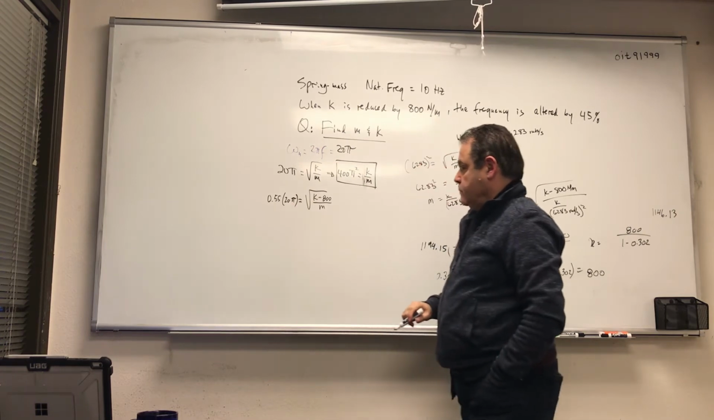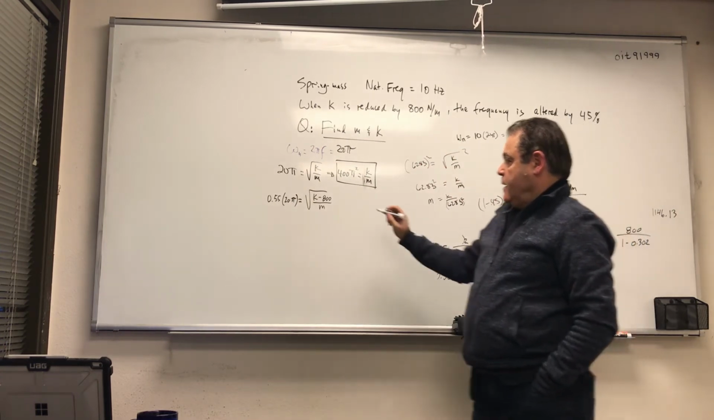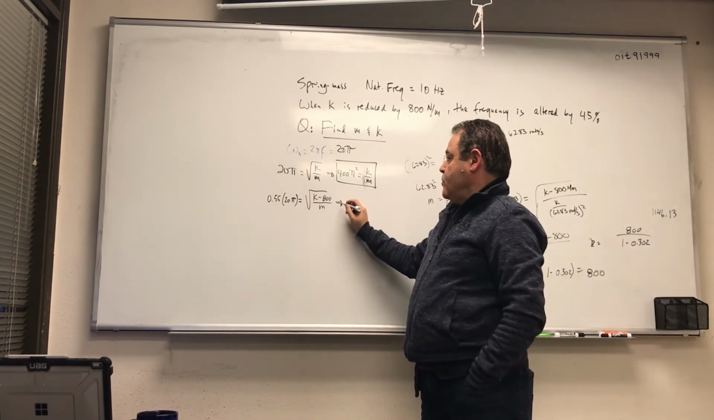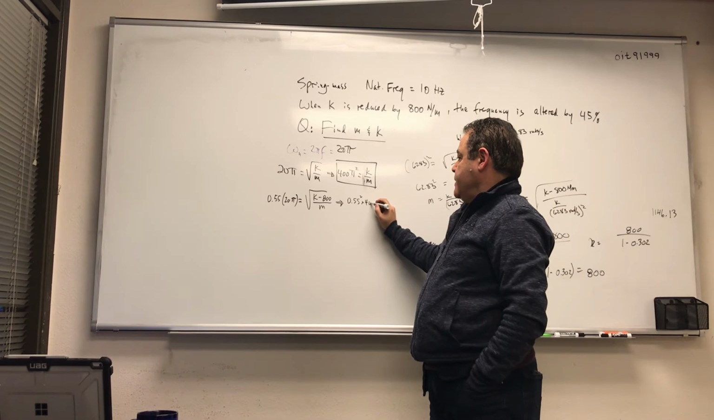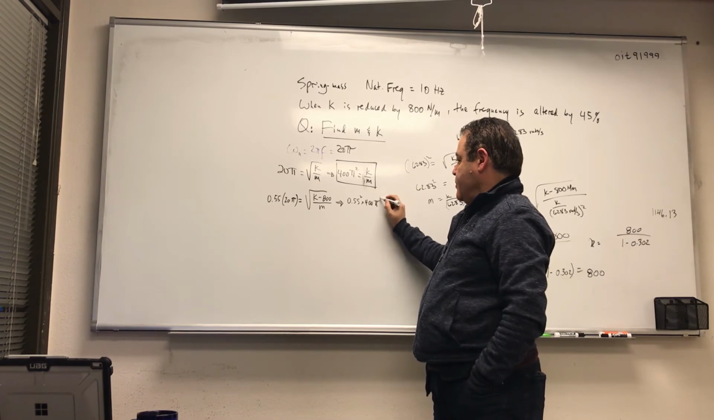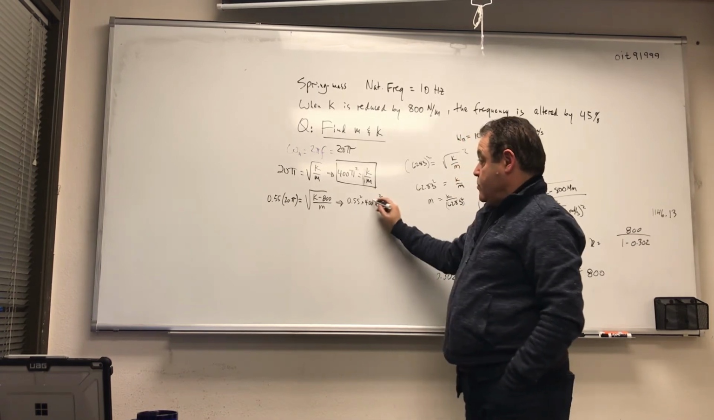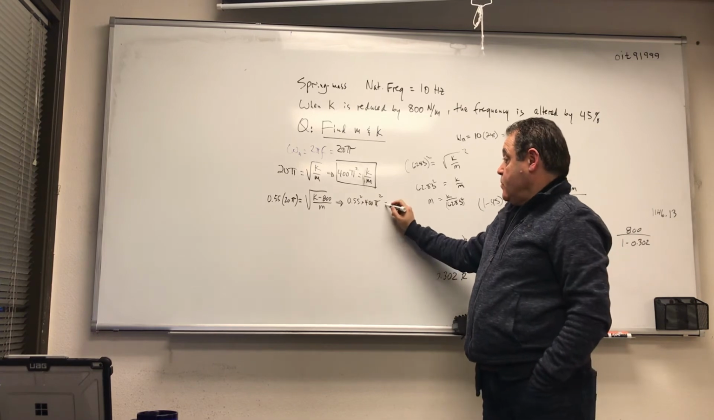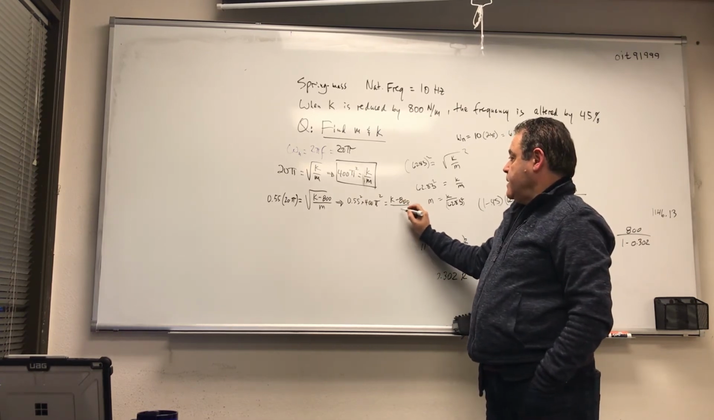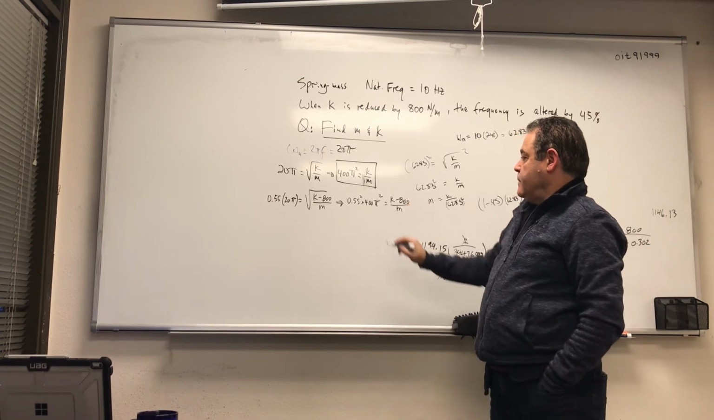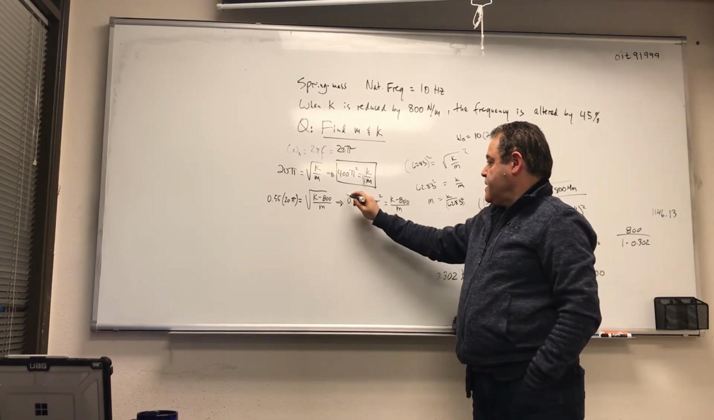It's not squared yet. Now I'm going to go back and square this, both sides. So 0.55 squared times 400, I don't have a calculator, that's why I'm doing it this way, times pi squared, now square both sides, equals k minus 800 divided by m. So this is my second equation.